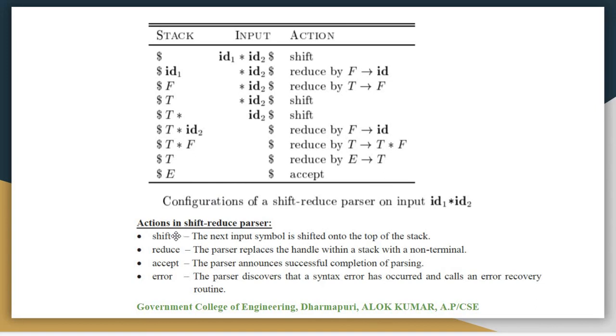So here these four types of actions are there. Accept means the parser announces successful completion of parsing. Error means that if an error occurs, the parser discovers that a syntax error has occurred and calls an error recovery routine. So this one is the shift reduce parser. Next topic we will see in the next lecture.